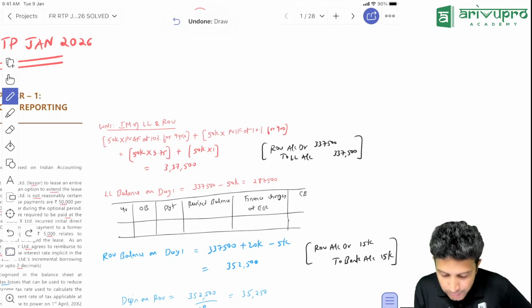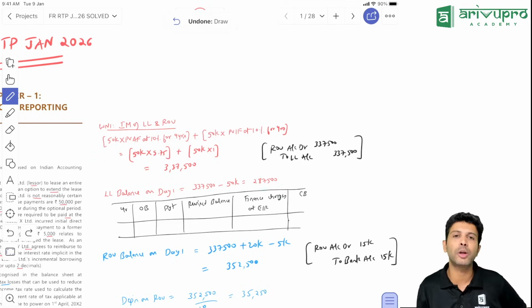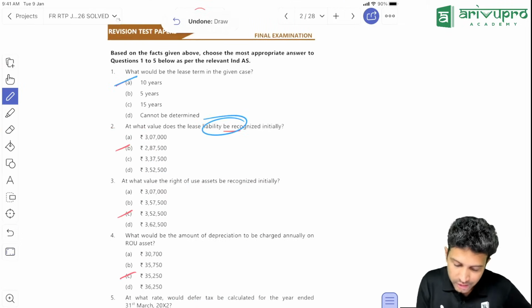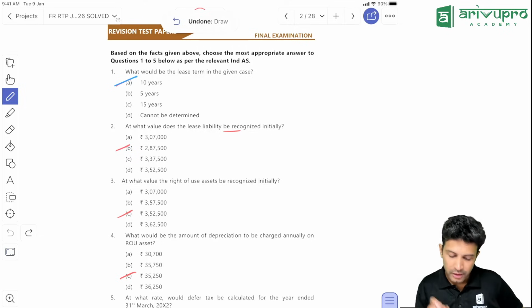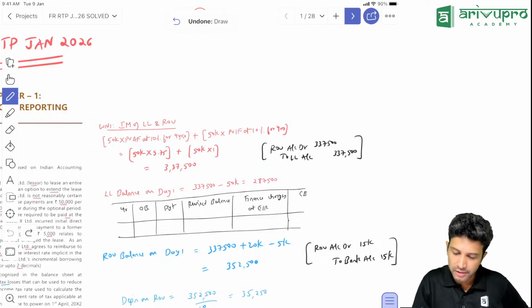Okay, so LL balance will not be 337,500. Since you paid off 50,000 immediately, LL balance will be 287,500. That's what they asked. What is the LL balance? 287,500. Similarly, they asked what is ROU balance. ROU balance initially you have recognized as 337,500.